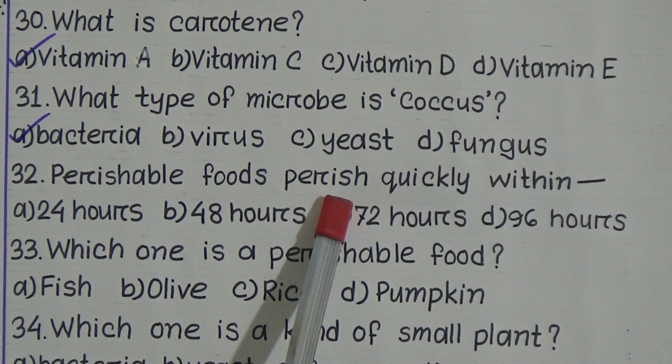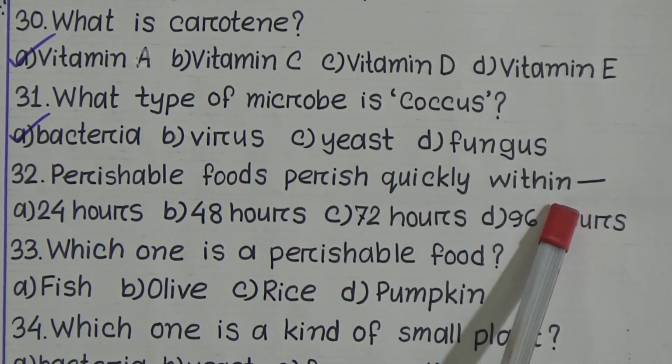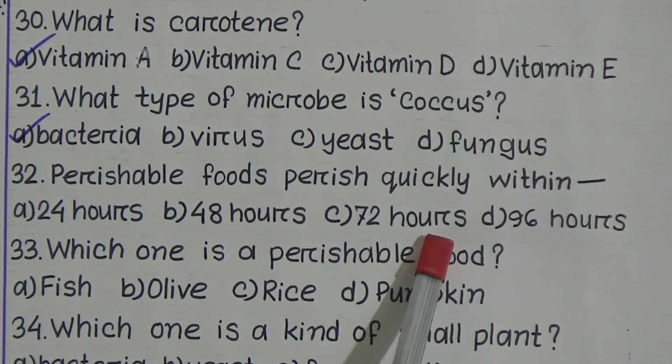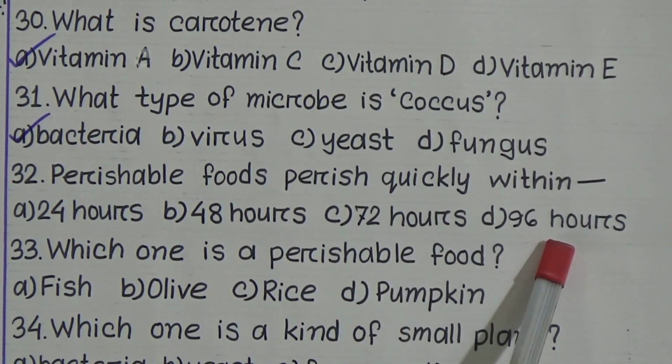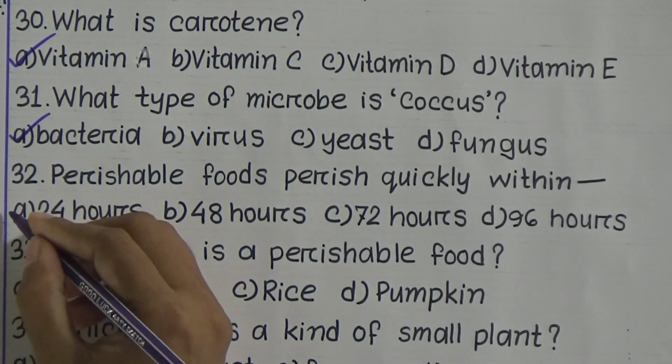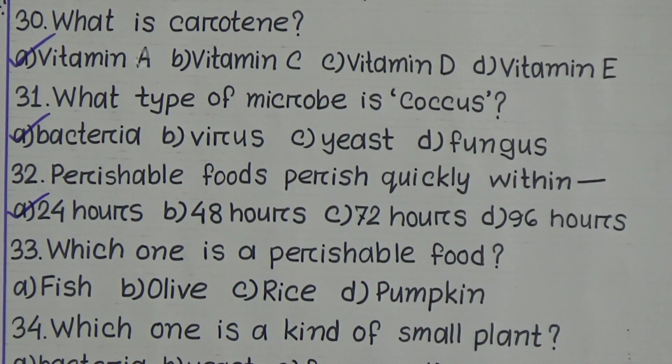Perishable foods perish quickly within 24 hours, 48 hours, 72 hours, 96 hours. The correct answer will be 24 hours. This is perishable food.